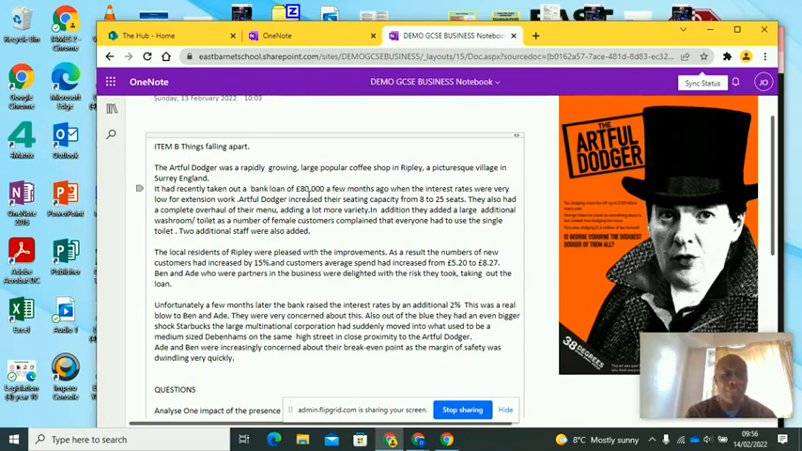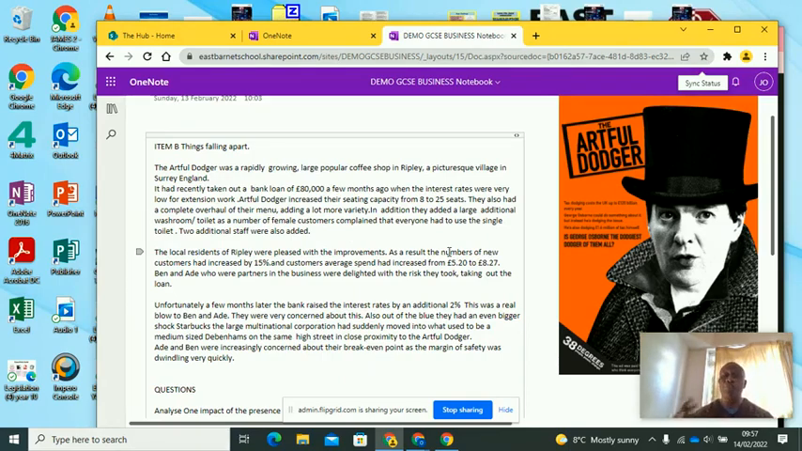It had recently taken out a bank loan of £80,000 a few months ago when the interest rates were very low for extension work. Artful Dodger increased the seating capacity from 8 to 25 seats. They also had a complete overhaul of their menu, adding a lot more variety. In addition, they added a large additional washroom, or toilet, as a number of female customers complained that everybody had to use the single toilet. 2 additional staff were also added.